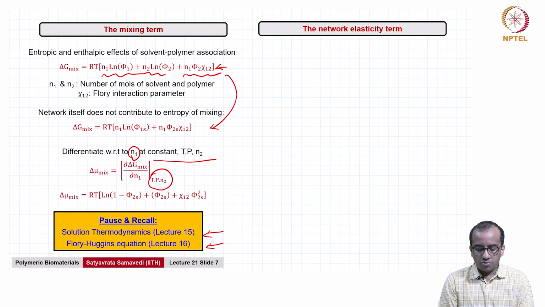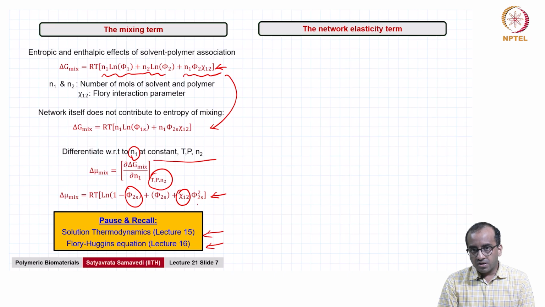So if you do the math, what you will end up getting is a nice expression for delta mu mix, which is RT times ln of 1 minus phi2s, which is something that we saw could be related to capital Qs. Phi2s is simply 1 over Qs, which you can obtain from experiments through swelling, plus phi2s plus chi12, which is the Flory parameter, times phi2s square. So that is the expression for delta mu mix.